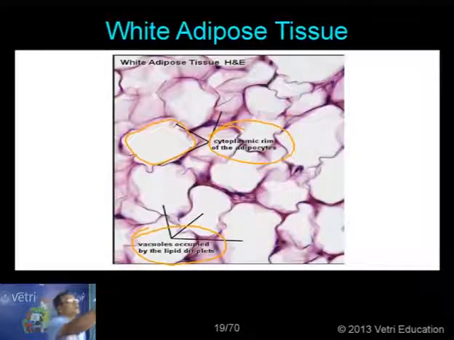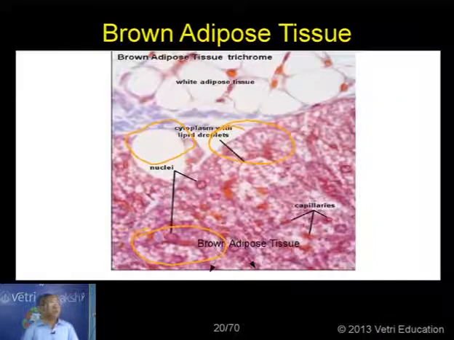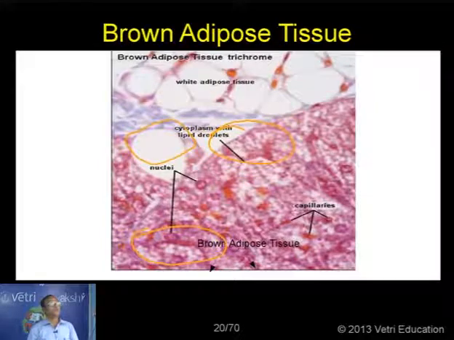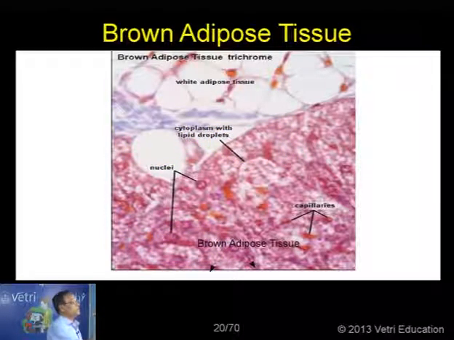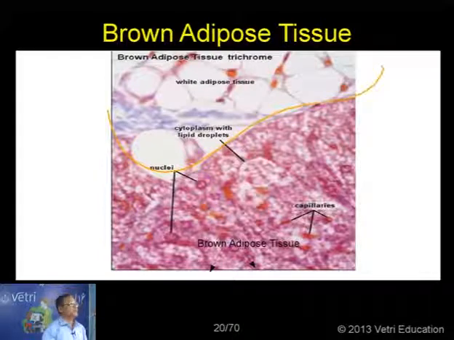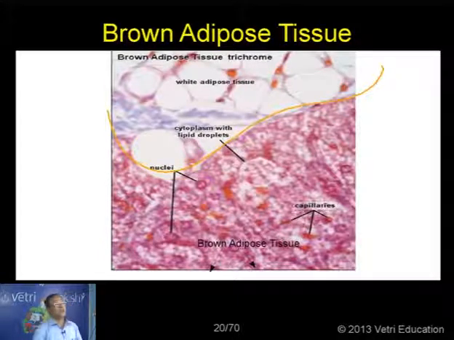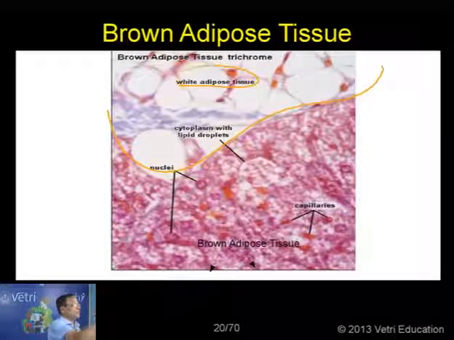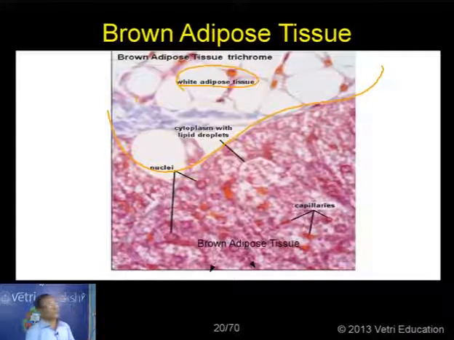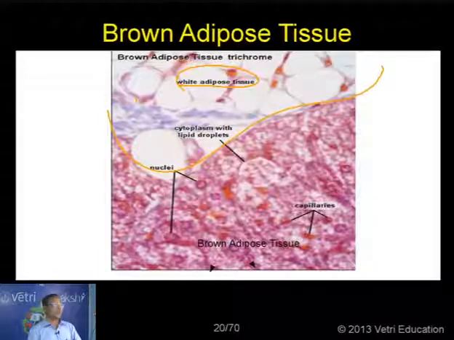So in contrast to this white adipose tissue, we have what we call brown adipose tissue. Here I represented both. After this part, we have the white adipose tissue. The remaining part is brown adipose tissue. The darkly stained region is brown and this is white. So you see here, this is the white adipose tissue, this part. I represented both together, where you have only a fewer number of blood capillaries.